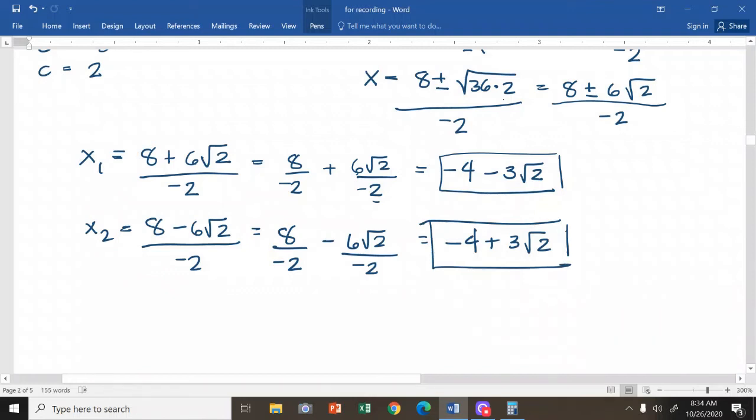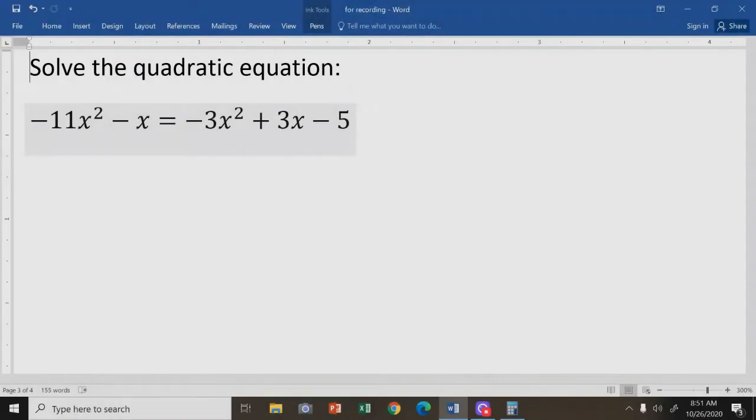So, yung ibang ginagawa, sinusulat na lang siya like this. Okay, pwede naman na ganito rin. Pagsasamahan nyo na lang siya. So, negative 4 plus minus 3 square root of 2. Ayan. So, pwede mo siyang pag-isahin na sagot since parehas lang naman yung second term mo dito. So, now let's have the last example.